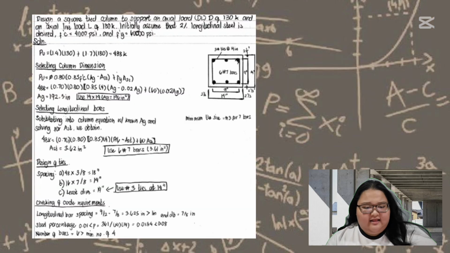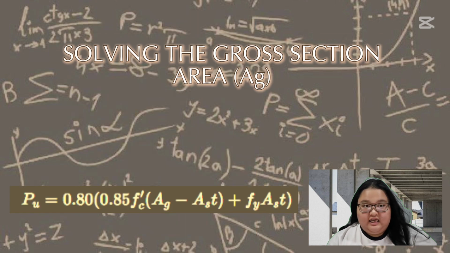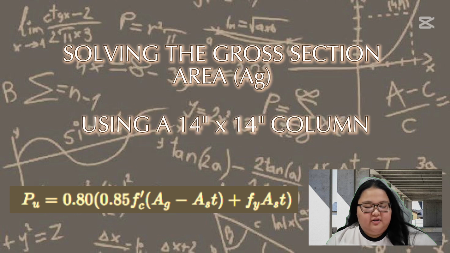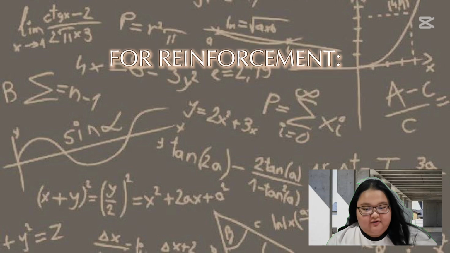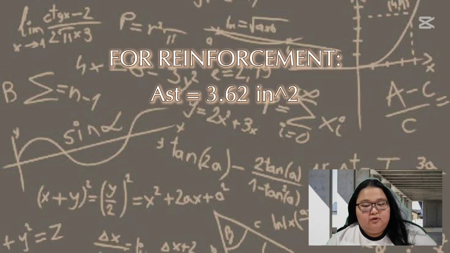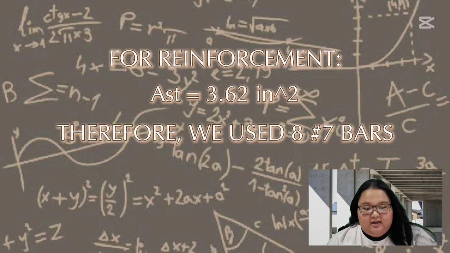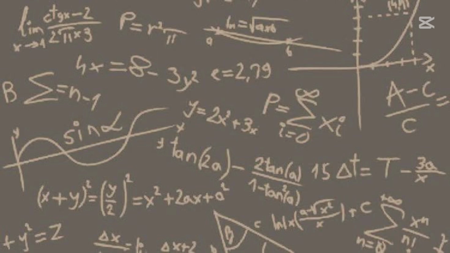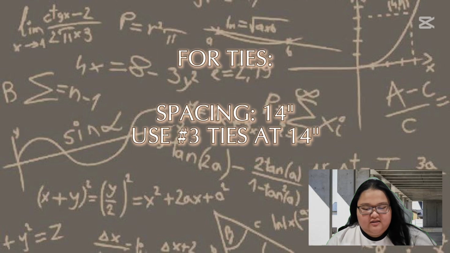To prevent that, we design a square tied column using this formula. Solving the gross section area, Ag, we use a 14-inch by 14-inch column. For reinforcement, Ast is equal to 3.62 square inches, therefore we use 8 number 7 bars. And for the ties, spacing is 14 inches, and we use number 3 ties at 14 inches.